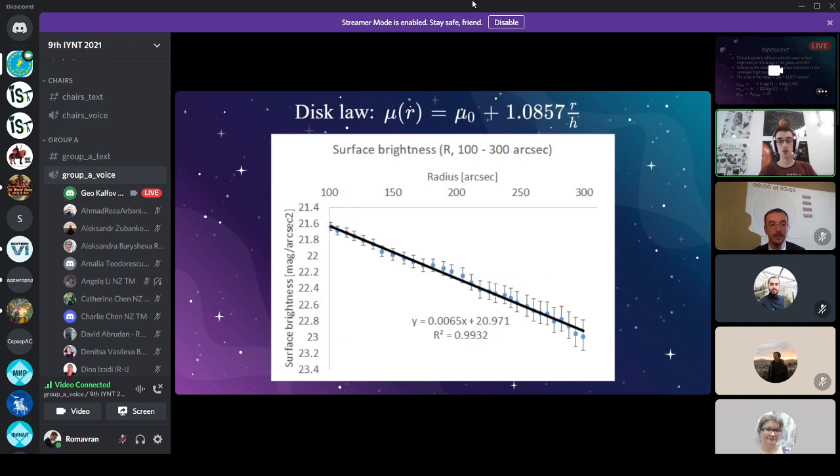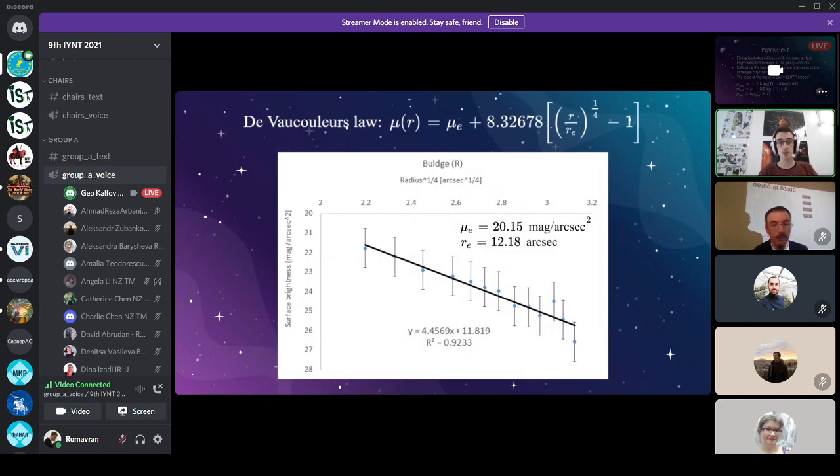Then we use the disk law to obtain the relevant parameters. As you can see, the line crosses all error bars, which gives more accuracy to our measurements. And these are the values we obtained for these relevant parameters in R. These are the relevant parameters for the bulge, again in R, and the same is true for the interpolation using the de Vaucouleurs law.